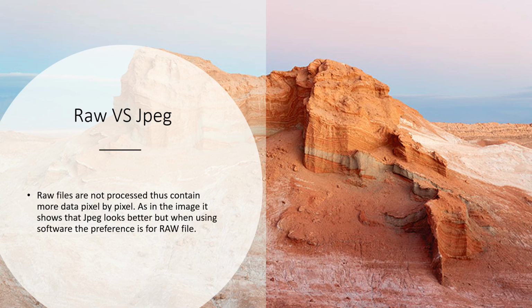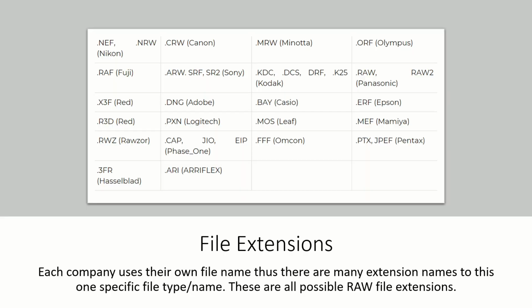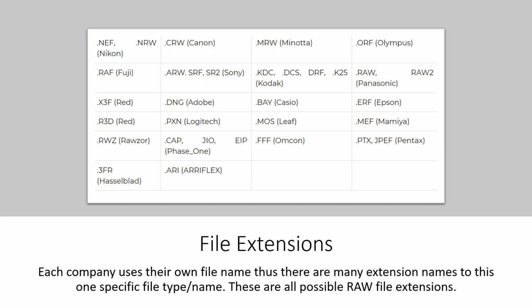So we can see that JPEGs are processed while RAW files are not processed whenever they're written, hence the bigger size. And they have more data per pixel. This is the example of RAW and JPEG once it's been enhanced a little, which is very easy, and you can't actually enhance the JPEG at all past that point. So you get way better quality. But once you enhance it, you can also export it to a JPEG, so that's your advantage.